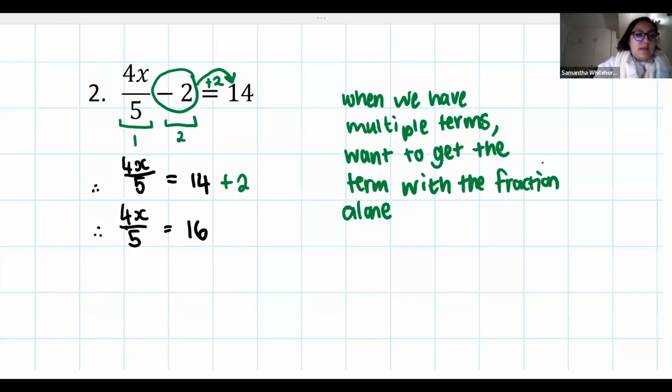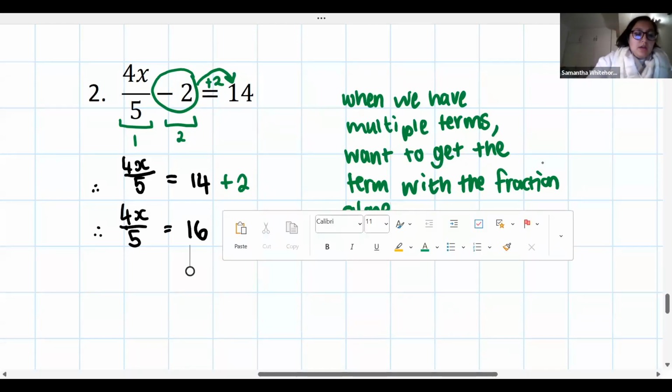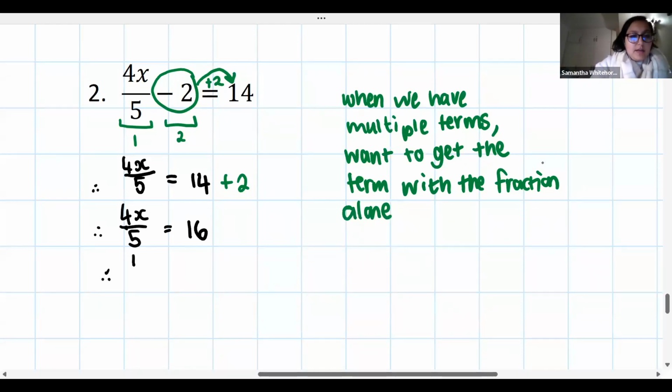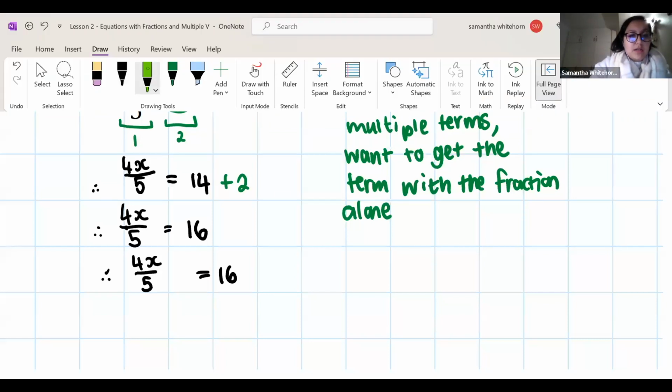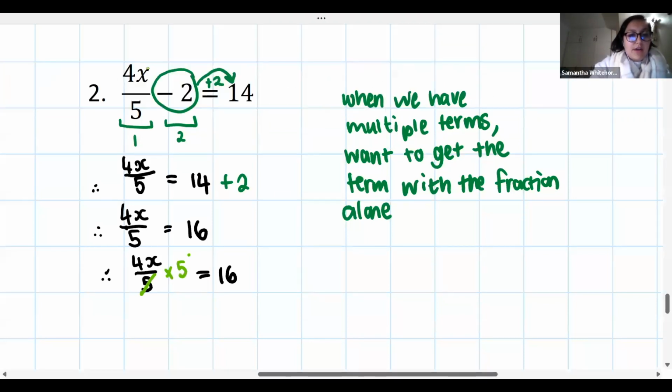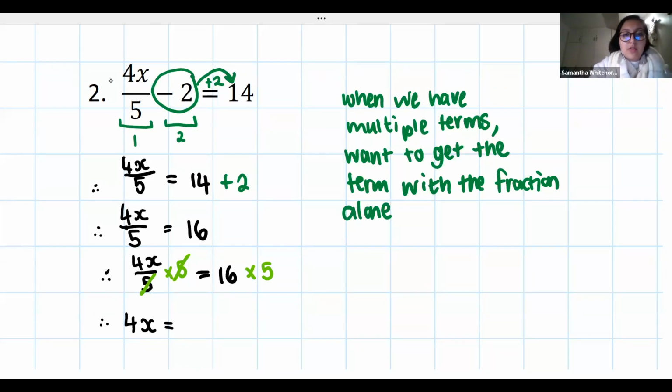Okay, guys, let's have a look. So what we have here is that 4x over 5 is equal to 16. Sorry, I just wanted some space. So we know we want to get rid of that denominator, so we times it by 5. It's gone. But if I do that to the left, I need to do that to the right. So I also need to say 16 times 5. That leaves me with 4x is equal to, and 16 times 5 is 80.